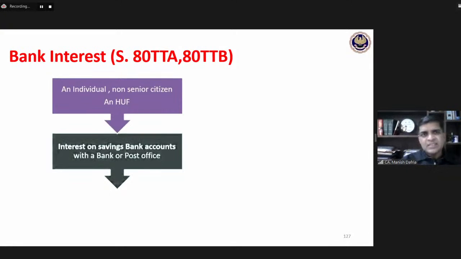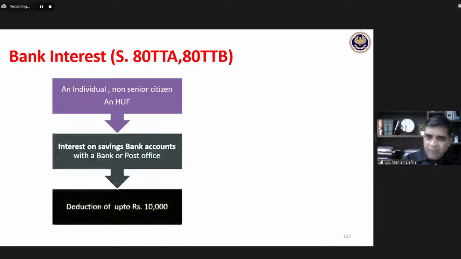First exemption which is available in the case of an individual, non-senior citizen, or in the case of an HUF: interest on savings bank account. So any individual who is below 60 years of age, or in the case of an HUF, interest on a savings bank account with a bank or post office up to 10,000 rupees deduction is available.